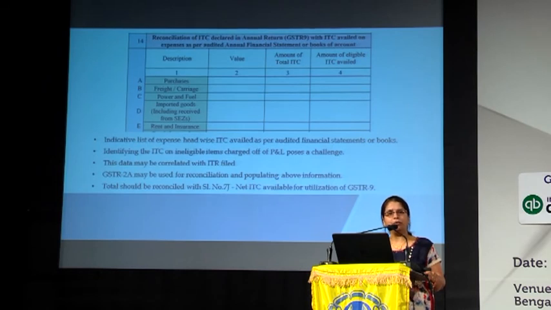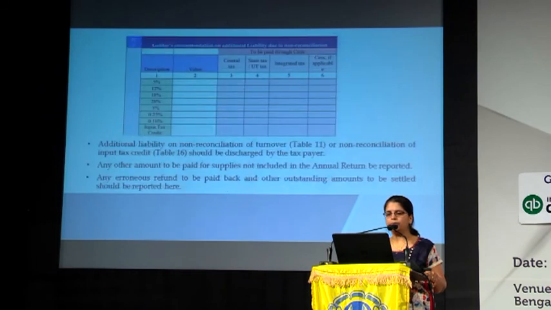availed. It means they have used both the words. They are not clear whether it is eligible or availed. So they have used both the terminology as availed and eligible. So that way we have to use it for giving a breakup of this freight, power and fuel, imported goods, rent and insurance. Purchases if they are giving, please remember it can be for inward supply of goods, it can be for inward supply of services also.